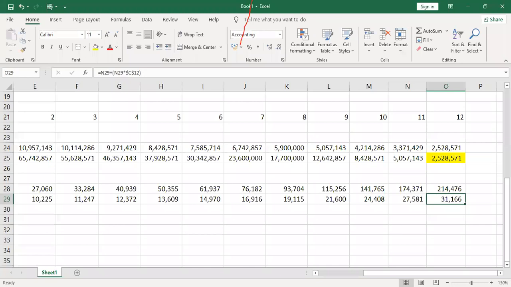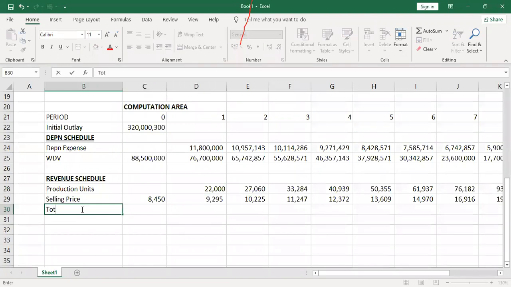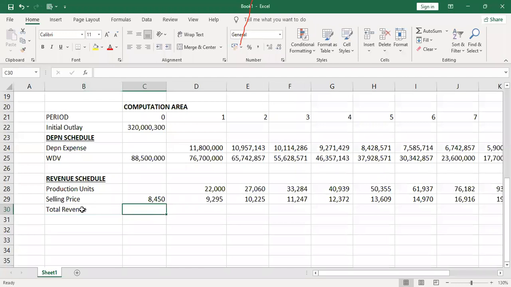So now we know the unit selling price. We know the production units, we know the unit selling price. So our next item is to determine the total revenue. How do you get the total revenue in year 0? We get the selling price times the production units.